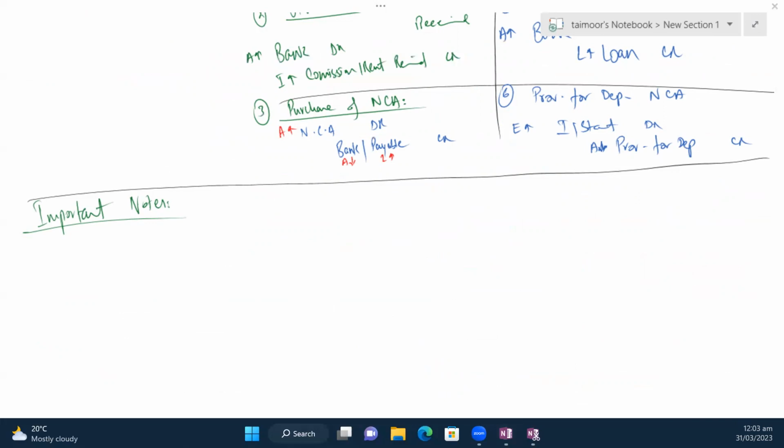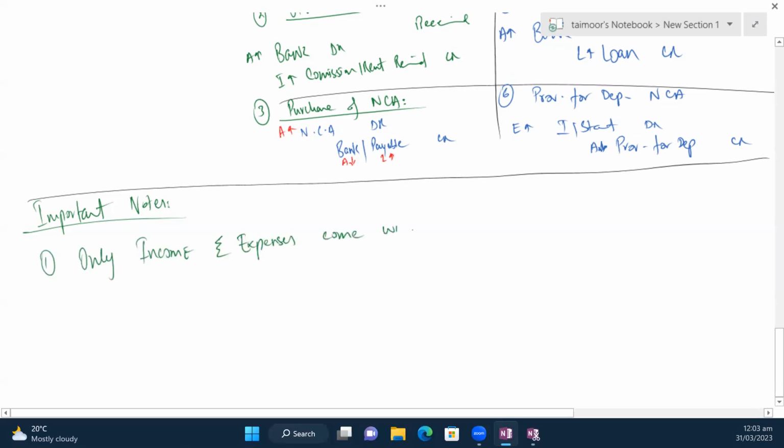So the important notes are, number one, only income and expenses come within income statement. ठीक है? Only income and expenses come within income statement. ठीक है?